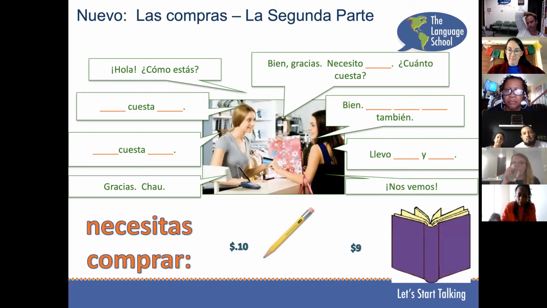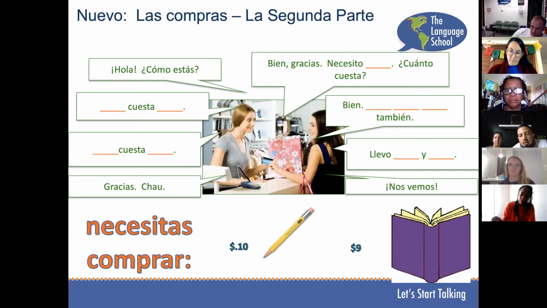Hola, ¿cómo estás? Bien, gracias. Necesito un lápiz. If you want to say, necesito un lápiz. Muy bien. ¿Cuánto cuesta? Un lápiz cuesta 10 centavos.